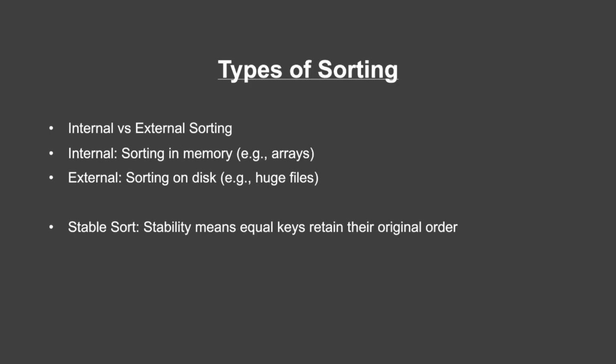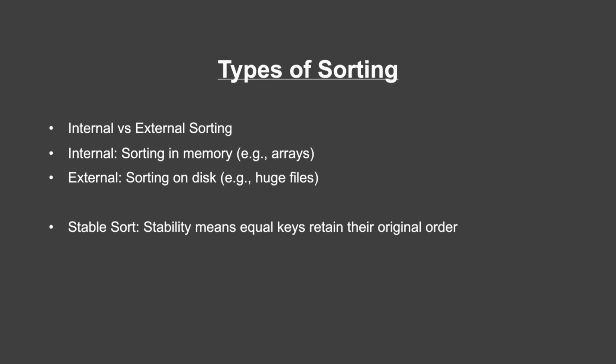Sorting algorithms are generally split into two categories. We have internal sorting, where all data fits into memory, like when working with arrays or linked lists, and we have external sorting, where the data is stored on slower external media like hard drives. External sorting is important when dealing with large datasets such as those in big data or databases.